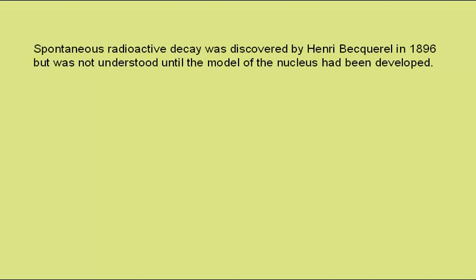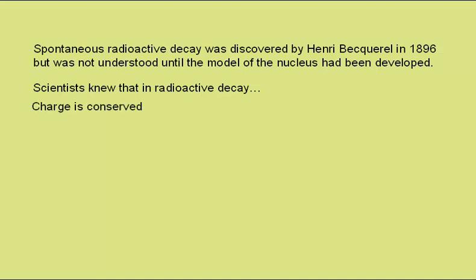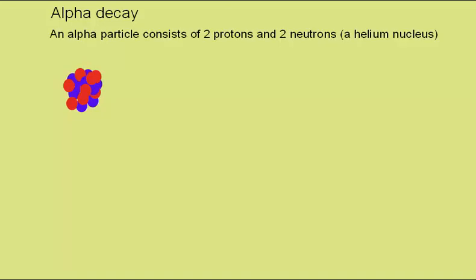At this stage, scientists knew that in radioactive decay, charge is conserved and nucleon number is conserved, that is, the number of protons and neutrons. First, to look at alpha decay. An alpha particle consists of 2 protons and 2 neutrons. It's a helium nucleus. This is ejected from the nucleus, as shown below.